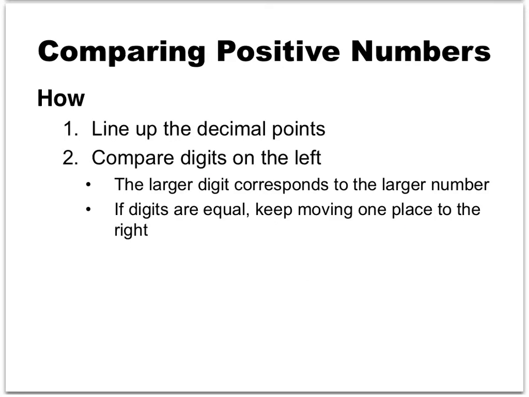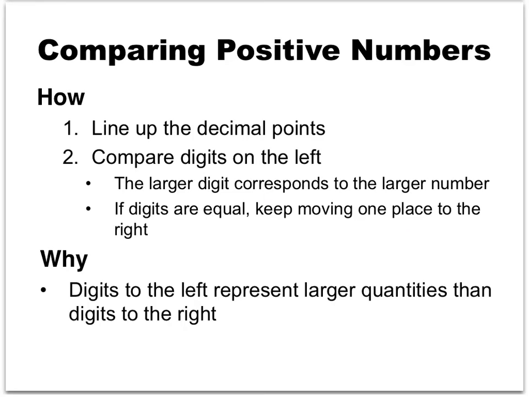So let's summarize our algorithm here for how we compare positive numbers. The first step is to line up the decimal points. Make sure that the decimal points are lined up. And then step 2, we compare the digits on the left. The larger digit is going to correspond to the larger number. If the digits are equal, then keep moving one place to the right. And our place value system justifies why this works.